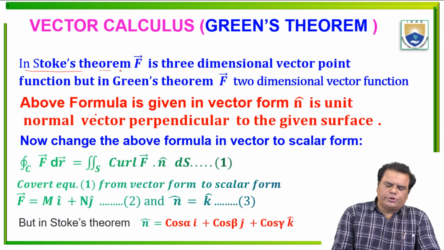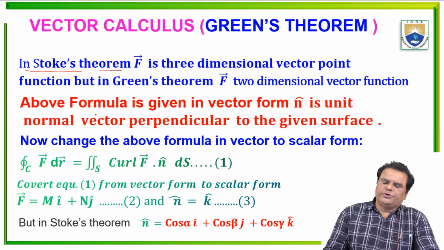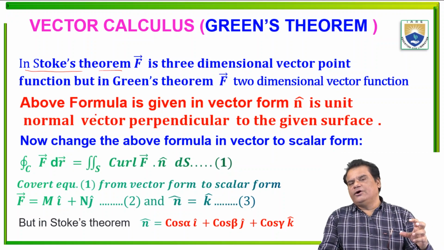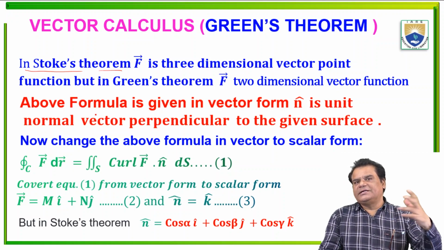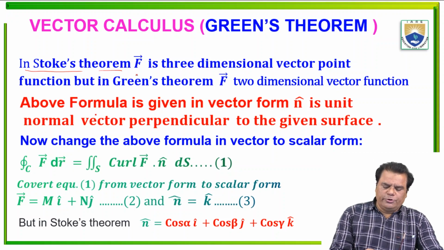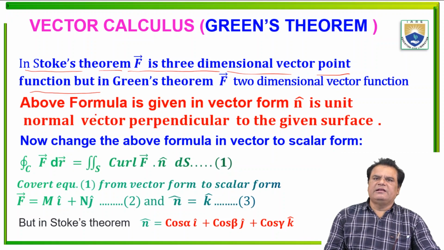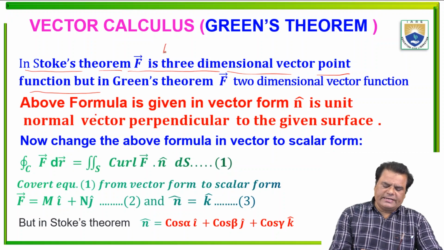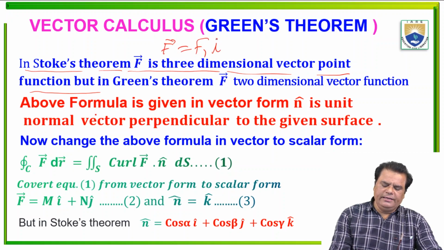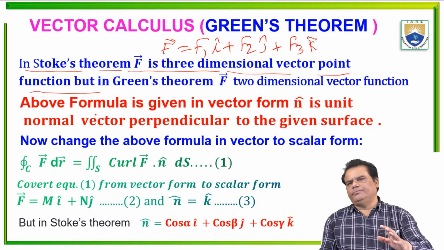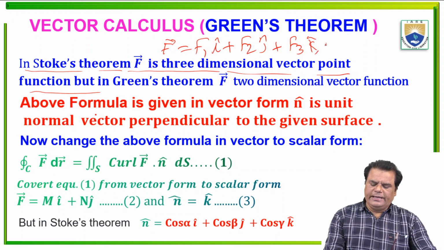Now, we have already discussed Stokes theorem, but there is some difference between Stokes and Green. When we study Green's theorem, we study Stokes theorem in parallel. In Stokes theorem, F is a three-dimensional vector point function. F vector is f1 i plus f2 j plus f3 k in Stokes theorem. And here n cap equals cos alpha i plus cos beta j plus cos gamma k.